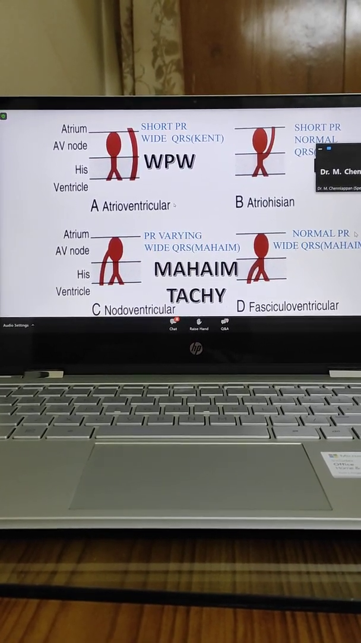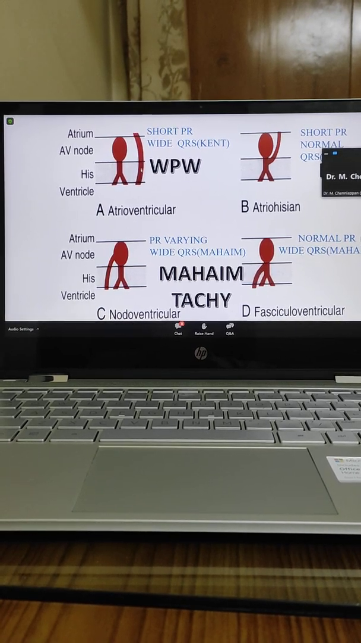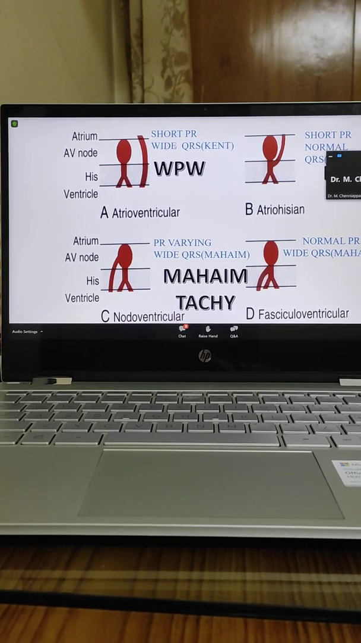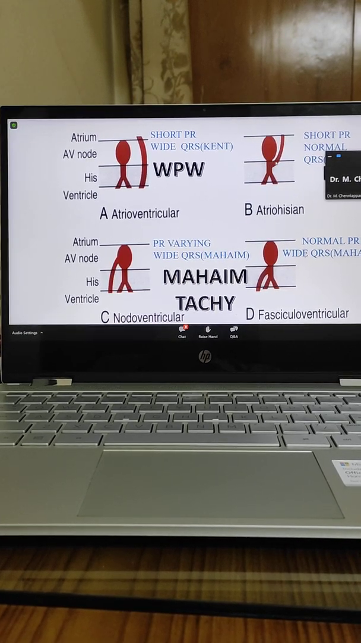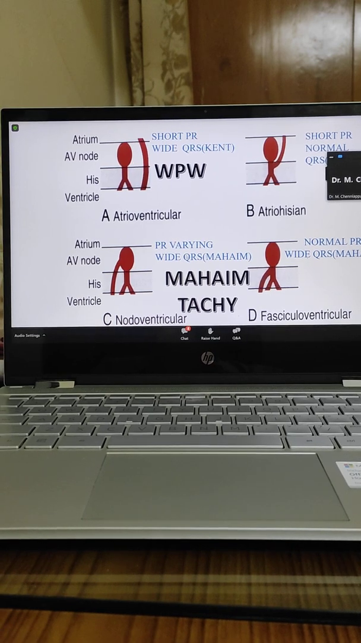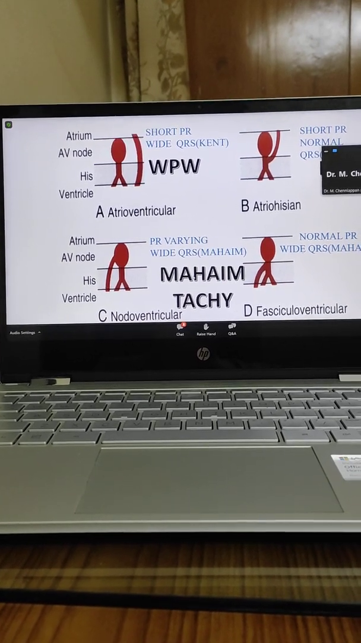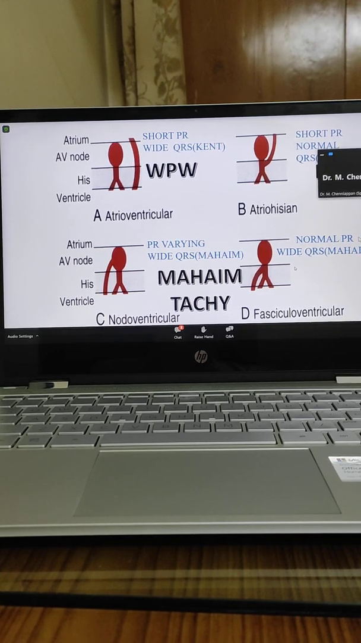So let us look at the ECGs. We have looked at the concept. Atrioventricular is Kent bundle, short PR with a delta wave and wide QRS. Atrio-Hisian bundle is James pathway, which is short PR with a normal QRS. And Mahaim fiber is nodoventricular or fasciculoventricular, normal PR with a delta wave.